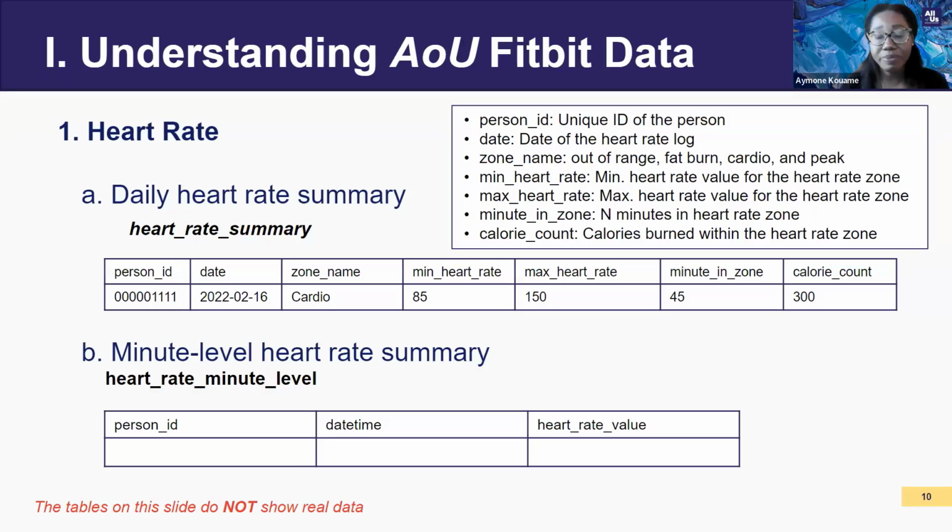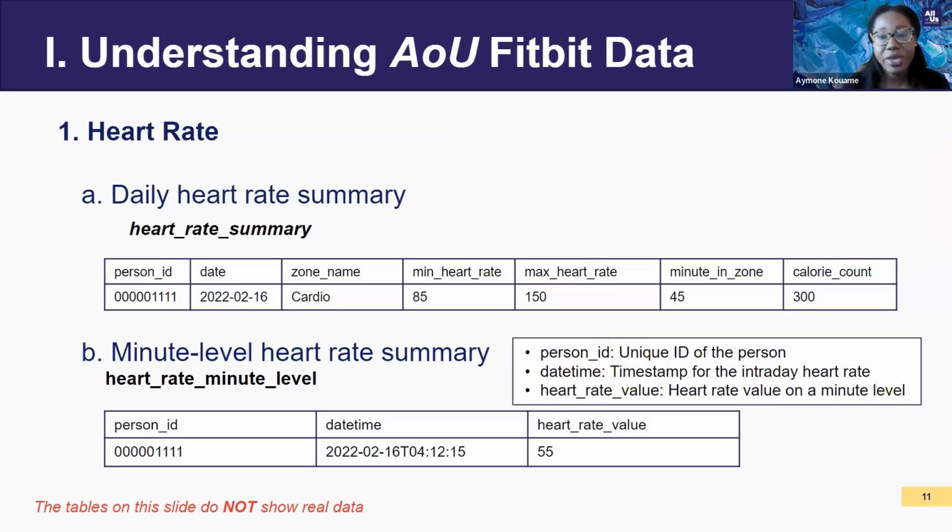The next table is the heart rate minute level. So if you click next, Sam, thank you, you also have the unique person ID, and then a timestamp, which is on a minute level, and then the heart rate value for that minute. Next.